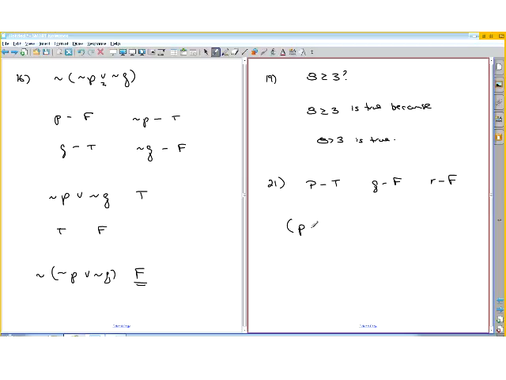So what we do is we take the inner term, P and R. So these both have to be true to be true. So P is true, R is false. So this is false because it's an and. If it was an and and these were both true, then it would be true. So out of the 4 possibilities, only one is true.